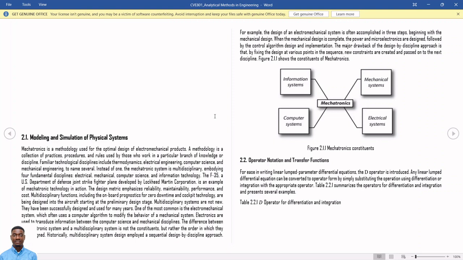All of the changes that we might want to make when we would have built them in real life could have been done while we are doing the modeling and simulation. So that is what we're going to be looking at in this video.